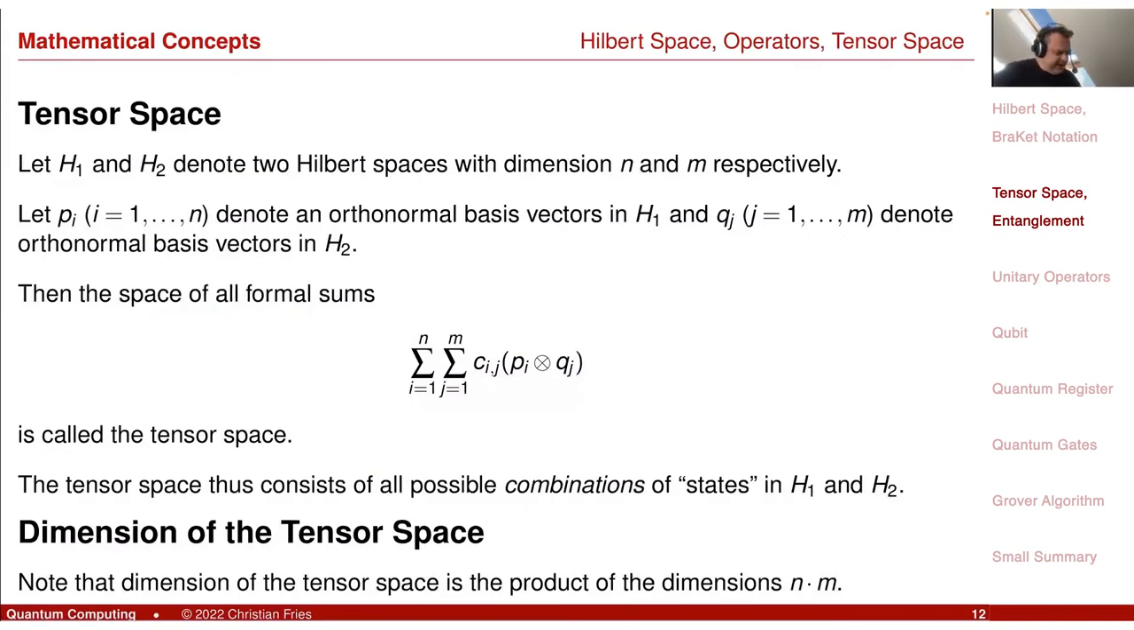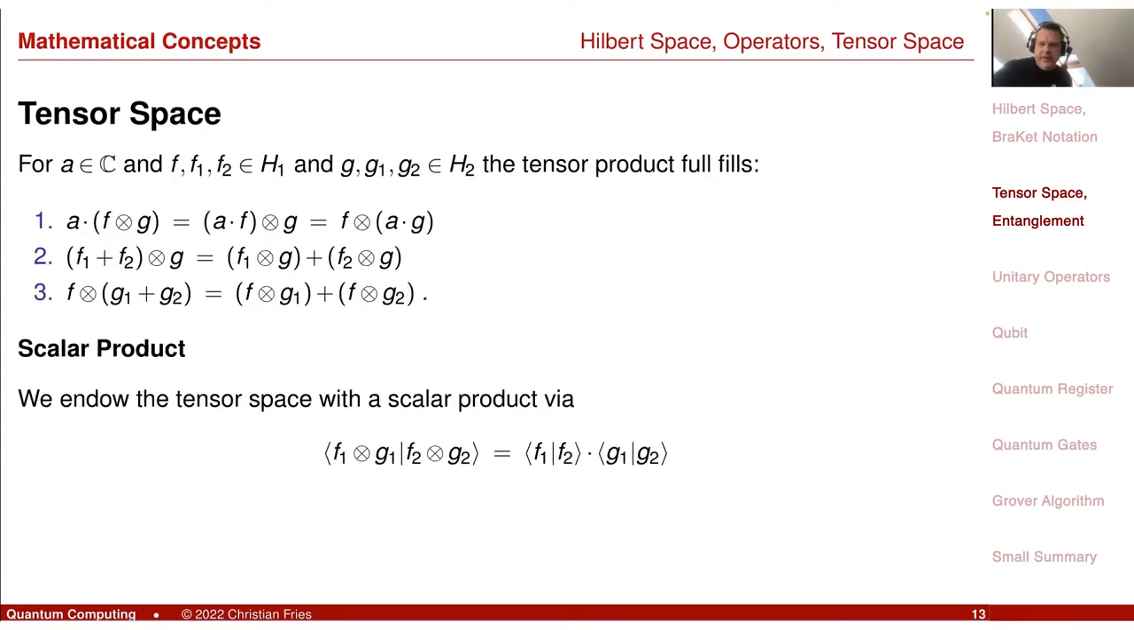An important aspect is that the dimension of the space is n times m. Note that the dimension of the tensor product here is the product of the dimensions. So if you combine more and more states, the dimension will grow exponentially. Yeah? So it grows quite large.